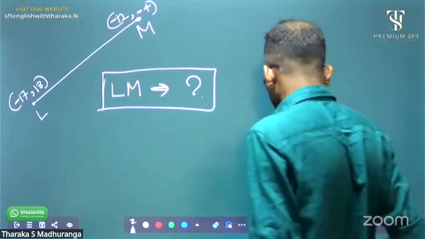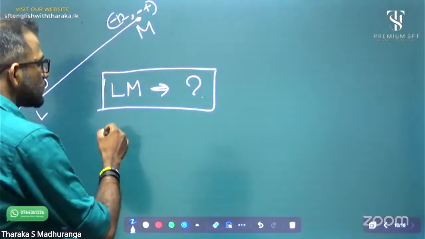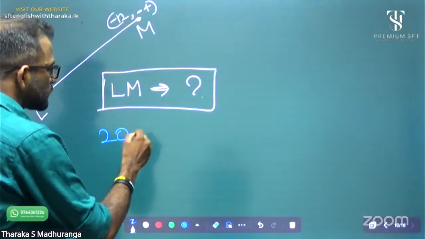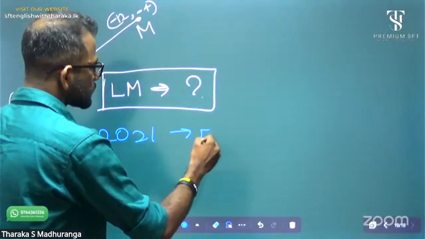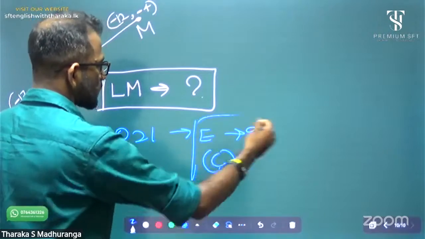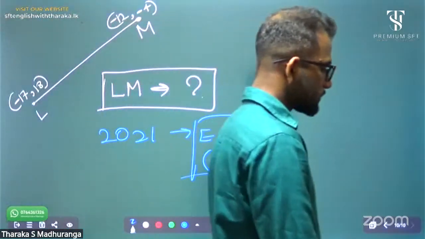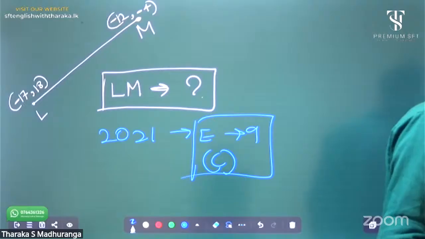2021, you have two homeworks. This is the first homework. And the second homework, 2021 essay question 9, part C. I will check and let you know.